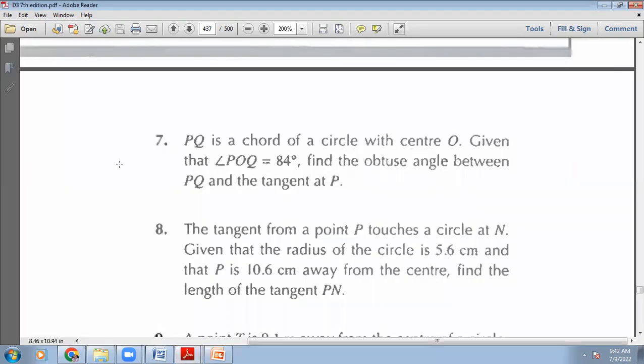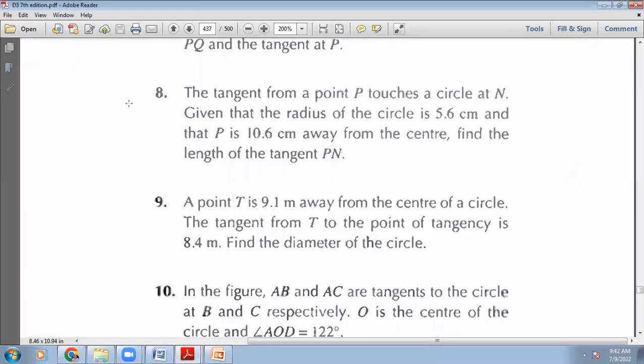Okay, so we are going to the next question. The next question is question number 8. It says the tangent from a point P touches a circle at N, given that the radius of the circle is 5.6 centimeters and that P is 10.6 centimeters away from the center. Find the length of the tangent PN.